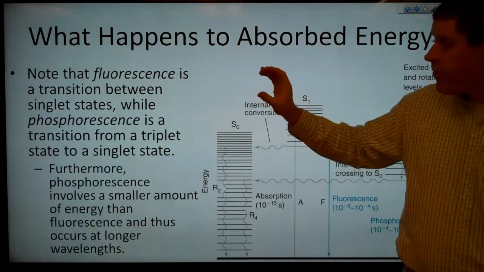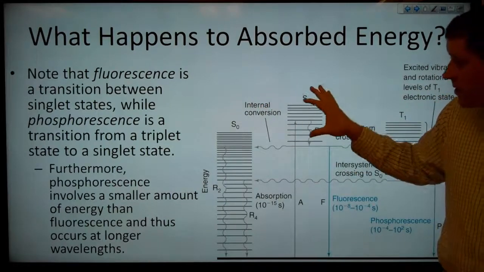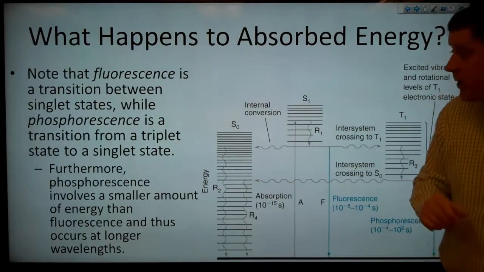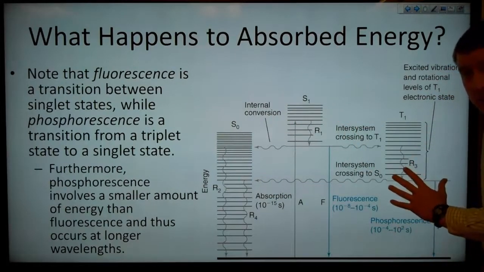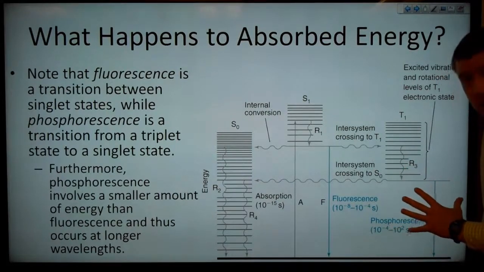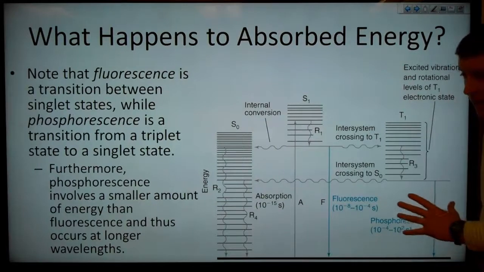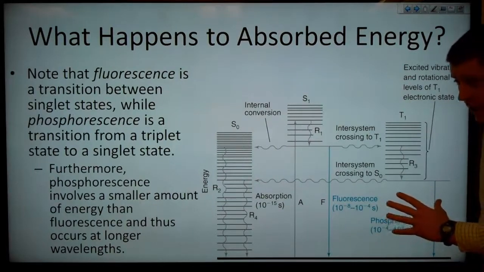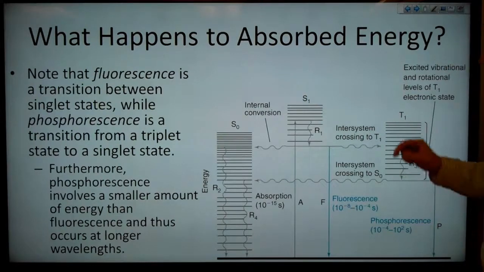So note here that fluorescence is a transition between singlet states. We're going from singlet 1 to singlet 0, the ground state, while phosphorescence is a transition from the triplet state to the singlet state, back to the ground state. Furthermore, the phosphorescence necessarily involves a smaller amount of energy than the fluorescence does, and this means that the fluorescence occurs at shorter wavelengths, the phosphorescence occurs at longer wavelengths.